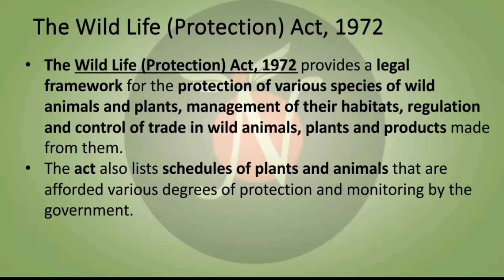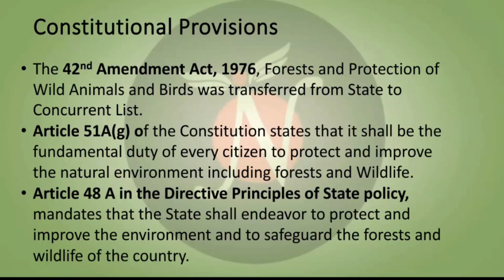So we will see what the Wildlife Protection Act of 1972 is. The Act provides a legal framework for the protection of various species of wild animals and plants, management of their habitats, and regulation and control of trade in wild animals, plants and products made from them. The Act also lists schedules of plants and animals that are afforded various degrees of protection and monitoring by the government.